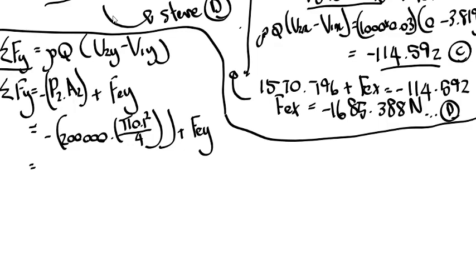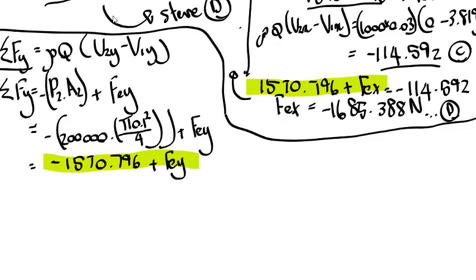Okay, so let's do that calculation. It's going to be the 200,000 Pascal times the area again of the pipe, and this will give us a -157.796 plus FEY, which should make sense because if we compare it to the other one where we had 157, it's almost the same, except for the sign now, because the diameters are the same and it's a 90-degree bend. You can see it from the sketch. It shows you as well.